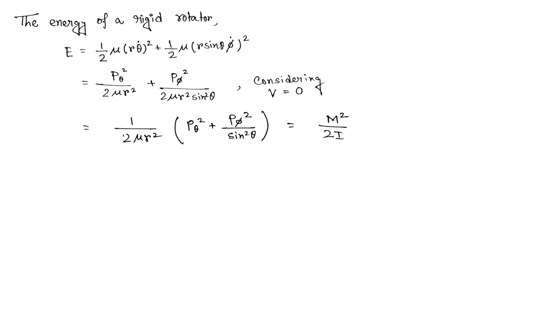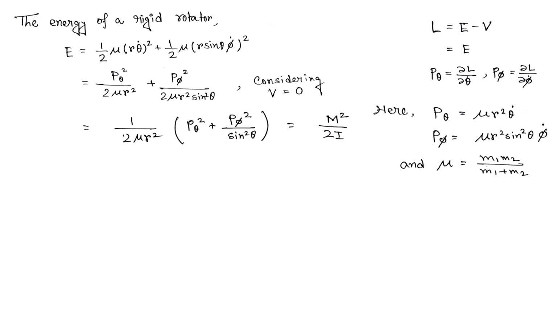Now, you can solve it with the Lagrangian method. The Lagrangian of the system is basically E minus V. Here we are considering V equal to 0, so this is basically E equal to L. From that you can calculate P theta and P phi. So basically the P theta and P phi values will be this.